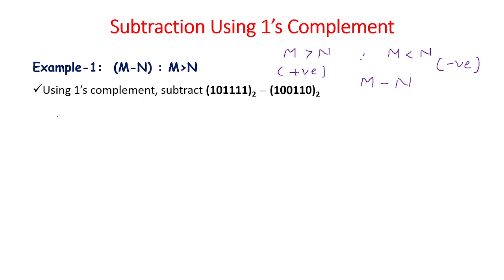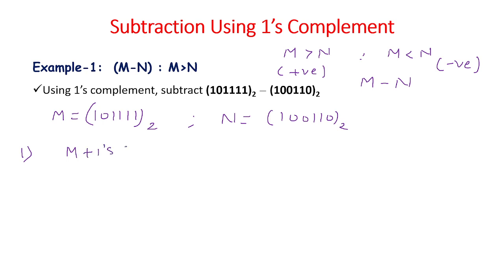So we have given two numbers, one is m, which is 101111 in binary. We have given another number which is n in the binary 1001110. So step one is m plus 1's complement of n. This is quite similar to the subtraction using 2's complement, in which we perform the operation m plus 2's complement of n. But here in subtraction using 1's complement, we will do m plus 1's complement of n. And 1's complement of n is nothing but just toggling the bits.